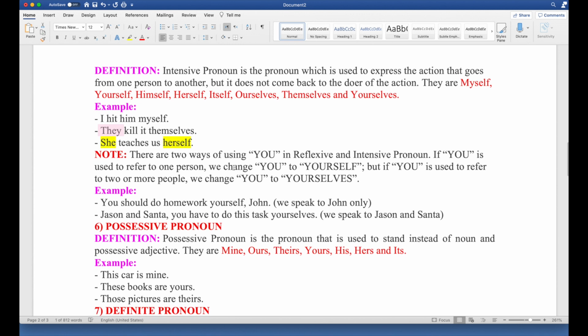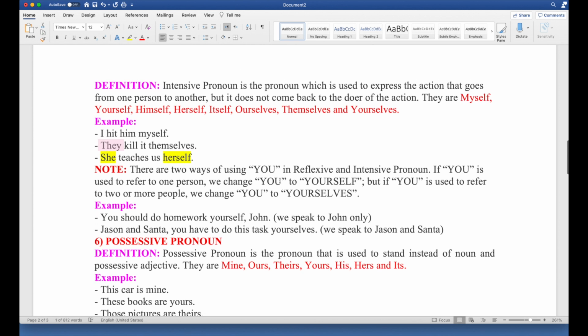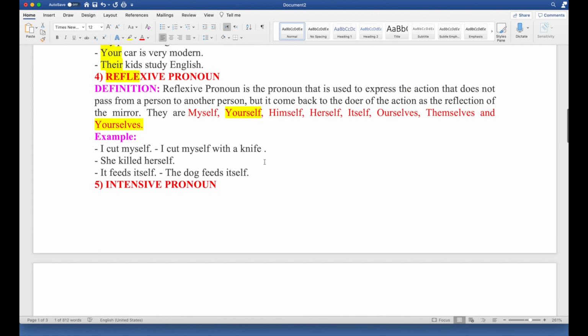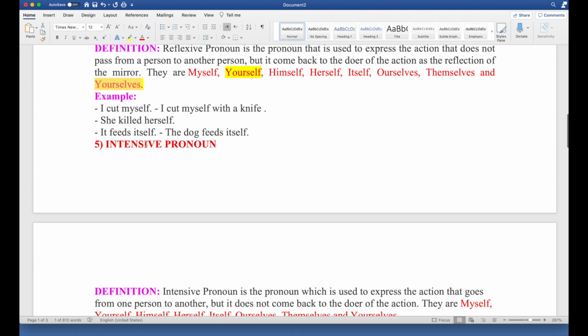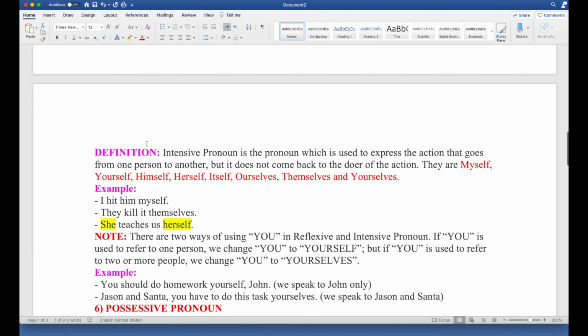Okay, so again, we have a note. There are two ways of using you in reflexive and intensive pronouns. If you is used to refer to one person, we change you to yourself. But if you is used to refer to two people, we change you to yourselves. So this is kind of what I was talking about here. Yourself is a singular you. When there's a you that is plural, then it becomes yourselves. Okay, V-E-S.